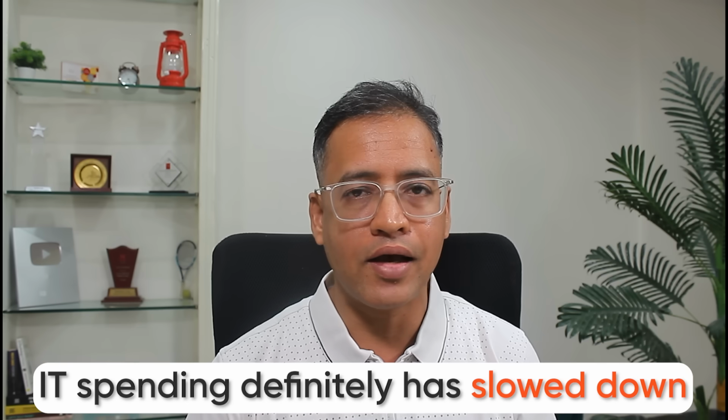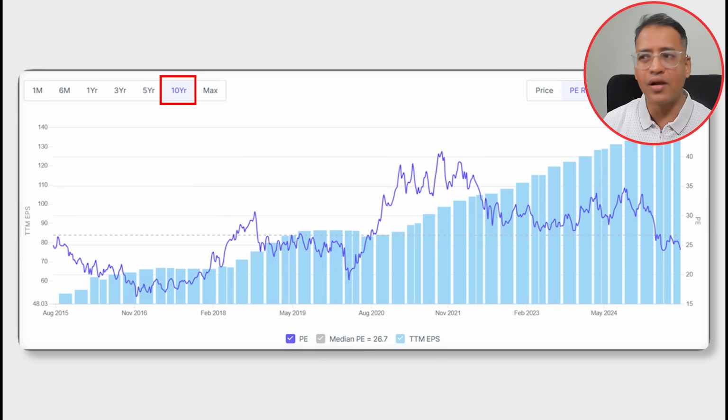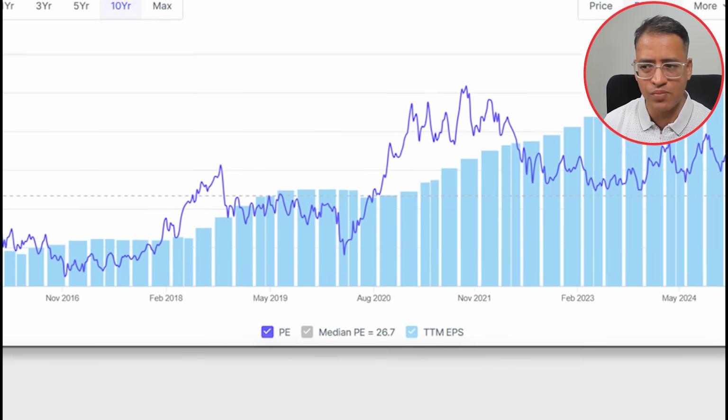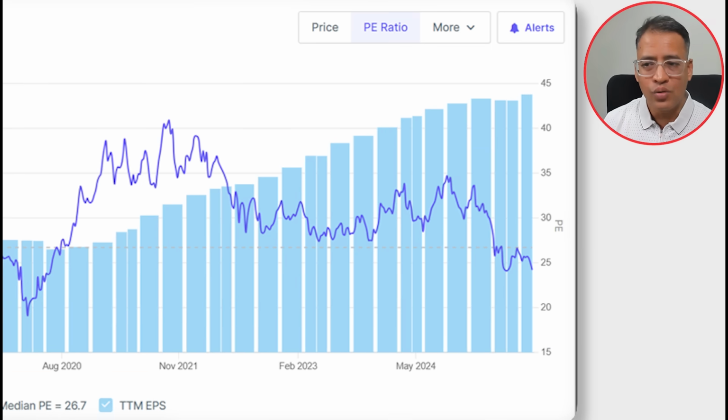I don't know whether Q2, Q3 will be exactly like this or not, but in my view, because of the uncertainty, IT spending definitely has slowed down, and it may cause an impact in terms of profitability. As a result of this, the PE ratio of the company, TCS, if you look at the last 10 years historical average, the median PE has been around 26.7. It's almost coming to below that median PE right now. Could there be more correction? I do not want to speculate.